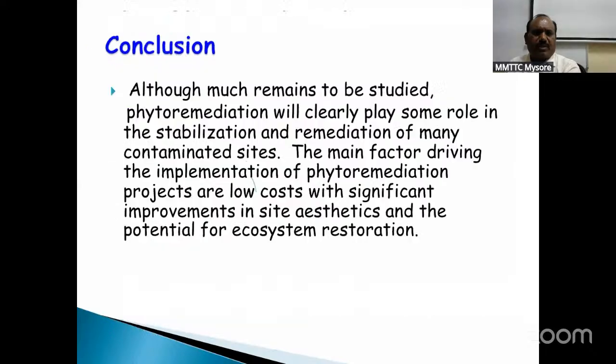My point is, much remains to be studied. Phytoremediation in the two projects clearly plays some role in the stabilization and remediation of many contaminated sites. The main factors driving the implementation of phytoremediation projects are low cost with significant improvement in the sites, aesthetics, and potential for ecosystem restoration. This is my expected outcome of phytoremediation after knowing all the gaseous pollutants' characterizations.